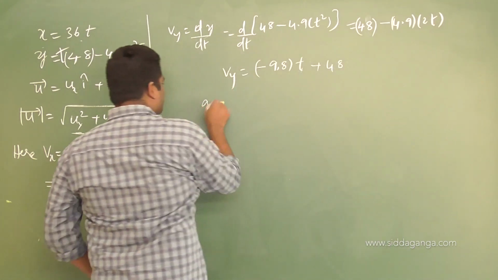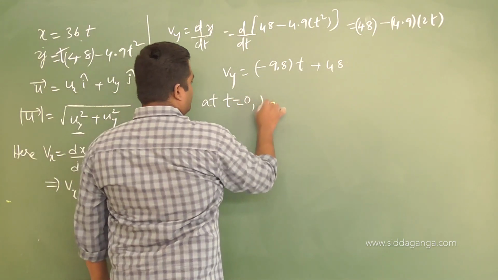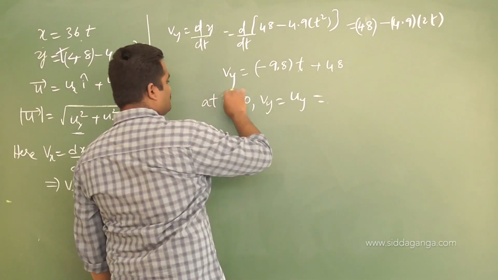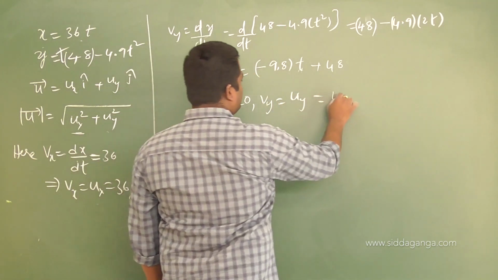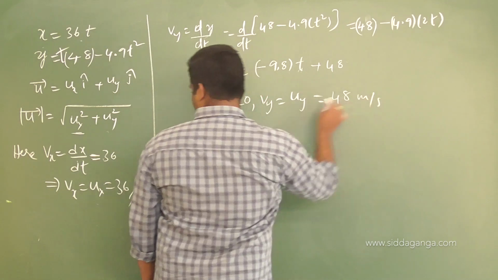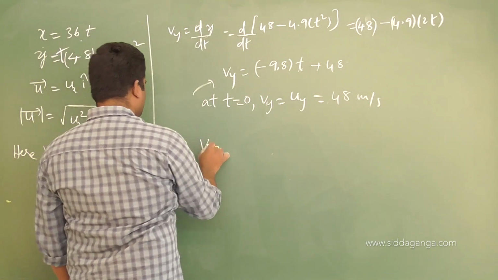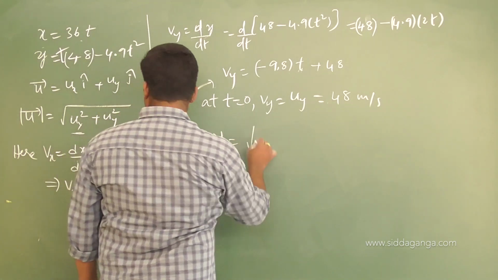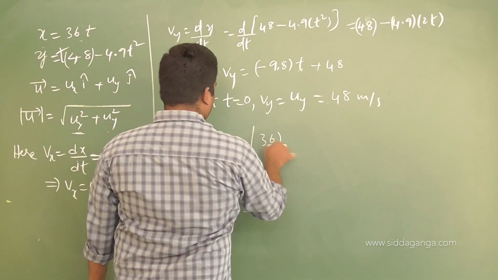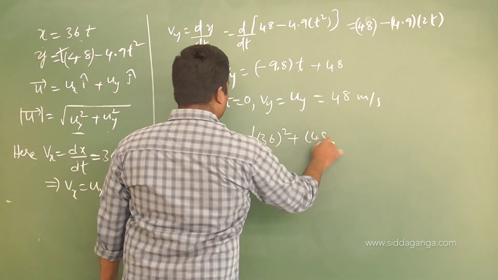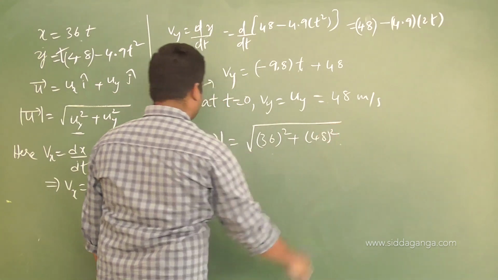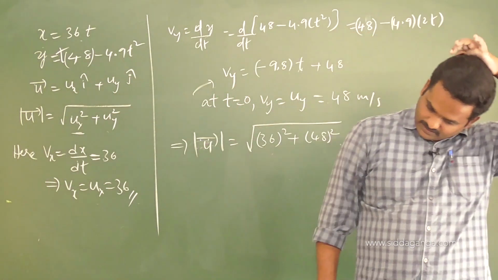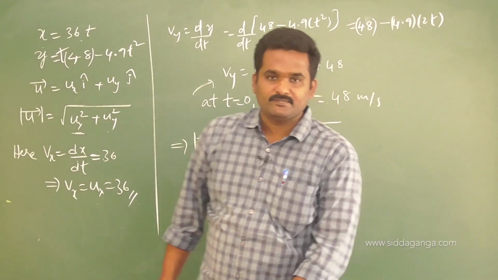At t equals 0, Vy will be equal to Uy. How much is it? If you substitute t equals 0 into this equation, you will get 48 meter per second. Substitute these two values now. The magnitude of initial velocity they are asking you to find is root of 36 square plus 48 whole square. You find the root of this, you will end up with the value.